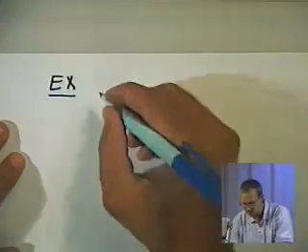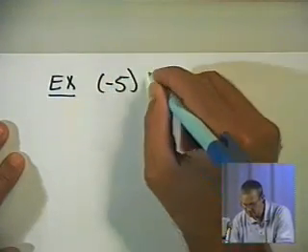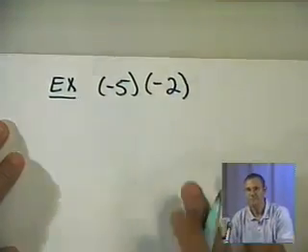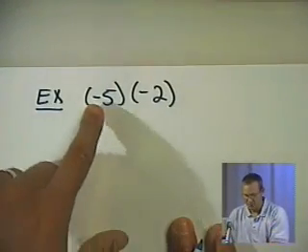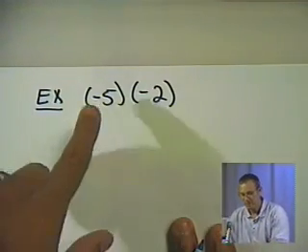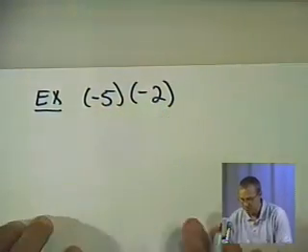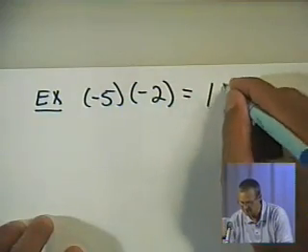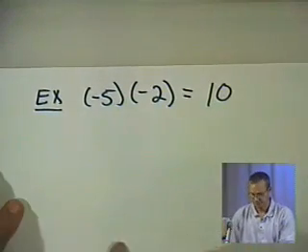Example, -5 times -2. Well, the rule says that if we multiply numbers having the same sign, the resulting number is going to be positive. So -5 times -2 is going to be a positive 10.